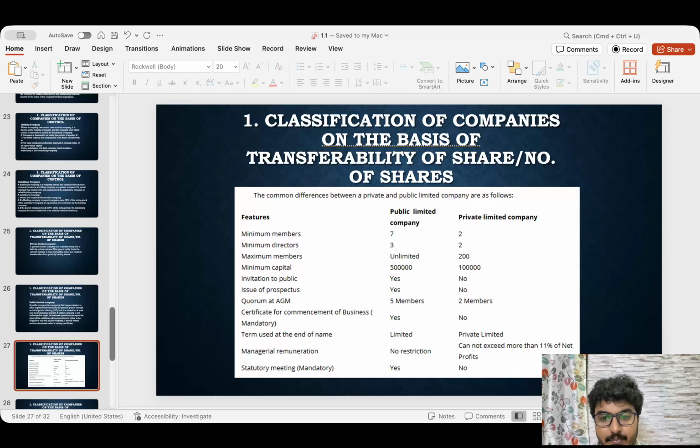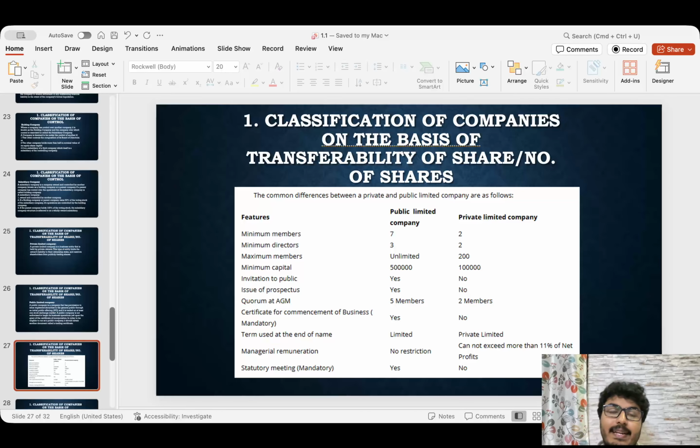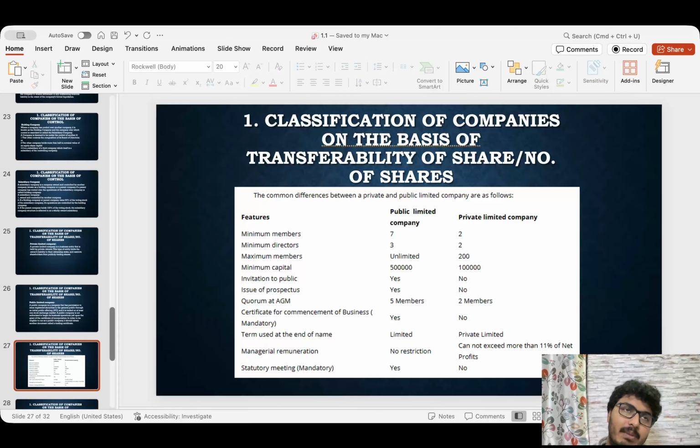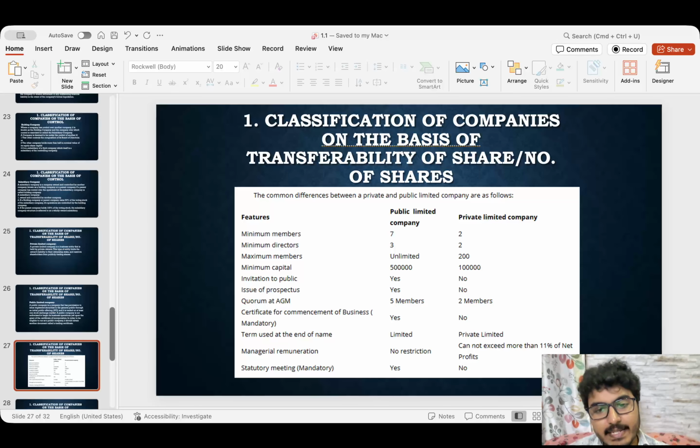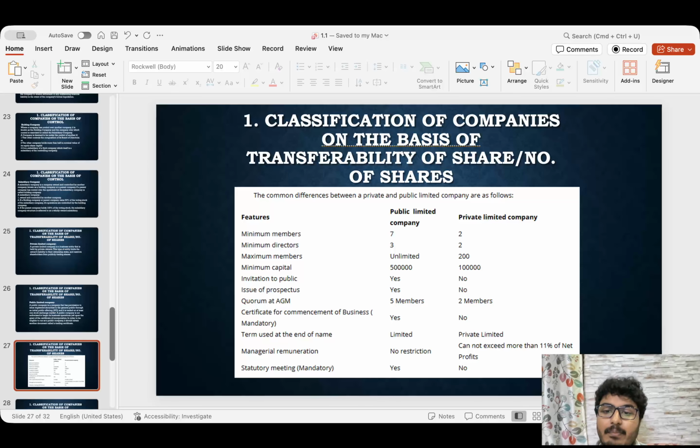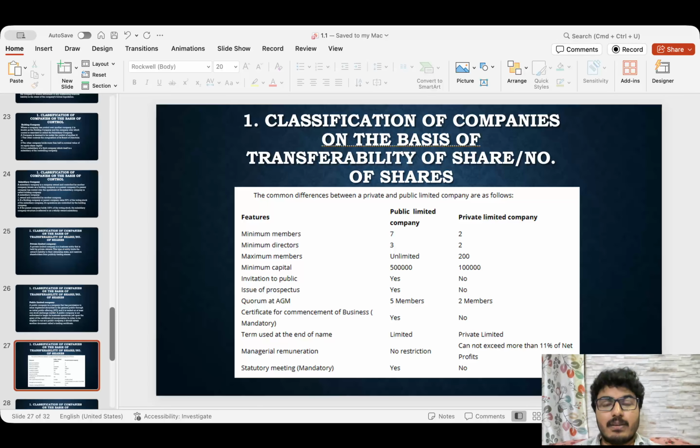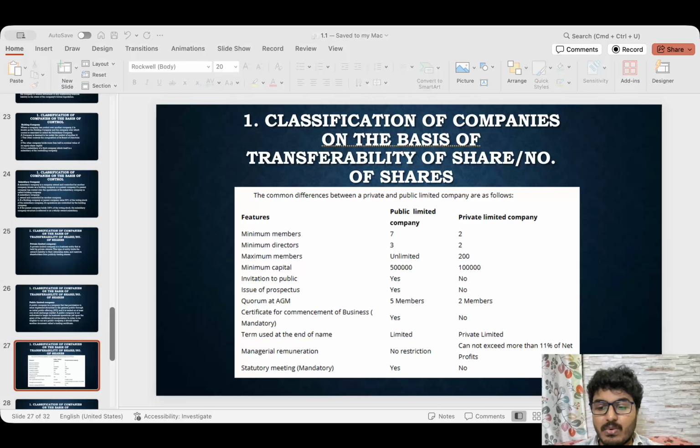Minimum capital: 5 lakh for public limited. The minimum capital for private limited is 1 lakh. Invitation to the public: it is eligible for public limited because the public limited collects its capital through an IPO. In the context of private limited, this option is not available. Issue of prospectus: yes, in a public limited company, but in a private limited company the collection of share capital is restricted, so no prospectus is issued.